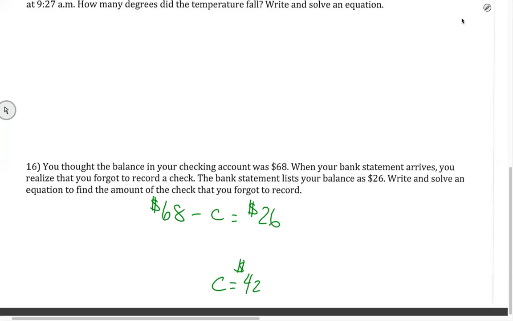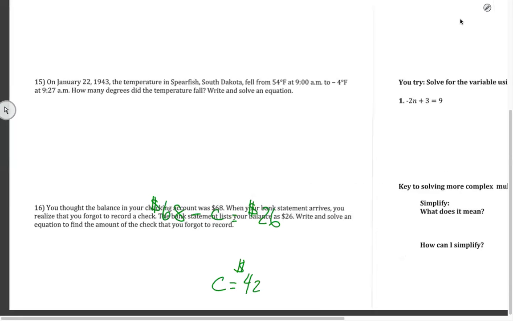Now, this is more like a two-step equation, but I think you guys are good enough that I don't need to go through that. Because Nate was like, bro, it's $42, check. Next question, move on. All right, let's turn the page.